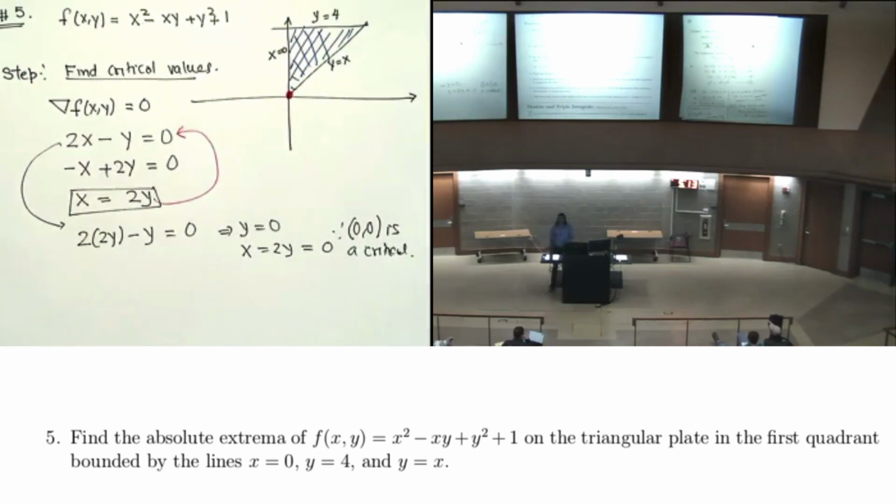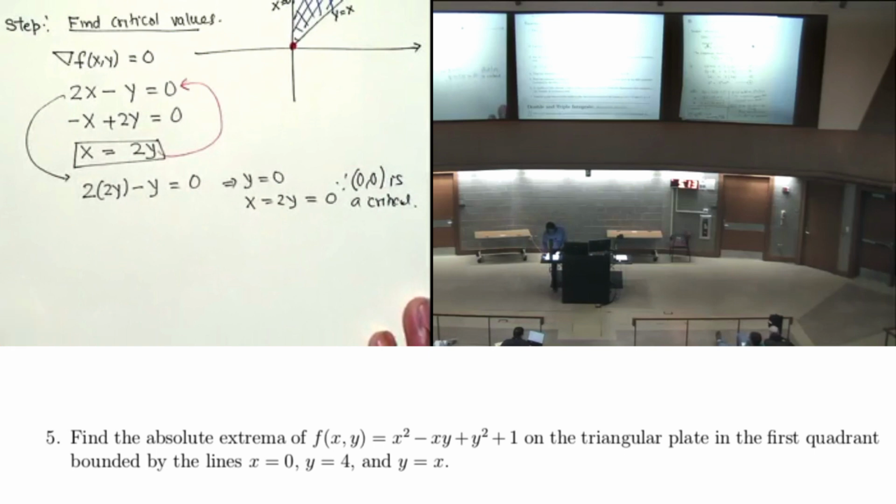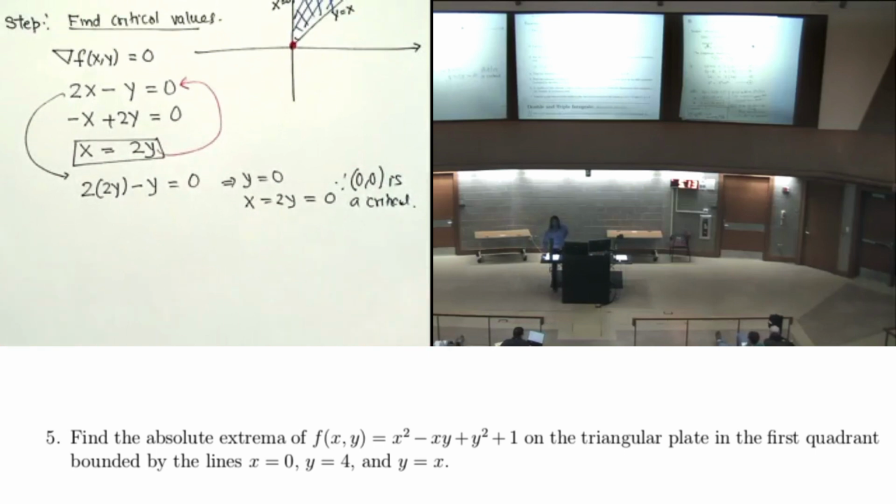So this is one critical value, coming from when I set the gradient equal to 0. Sometimes you get more, but if you are lucky tomorrow, you get 1. Hopefully. Don't trust Brennan because he'll never give you one critical value.